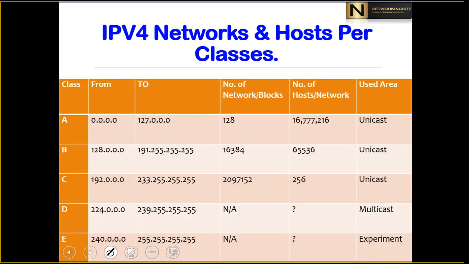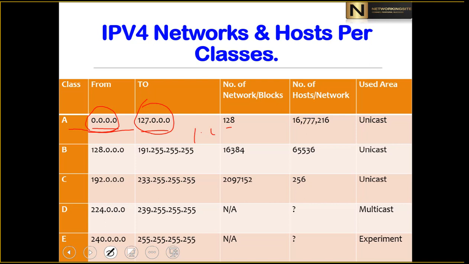Now there is a range. If I'm using class A, what will be the range? The range starts from 0 to 127. We already know that 0 is reserved and 127 is also reserved for loopback testing. So the valid IP addresses are from 1 to 126.